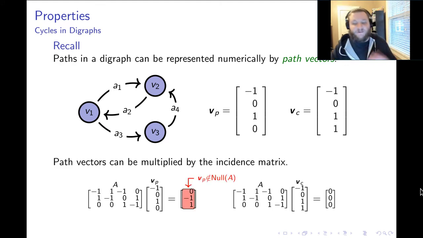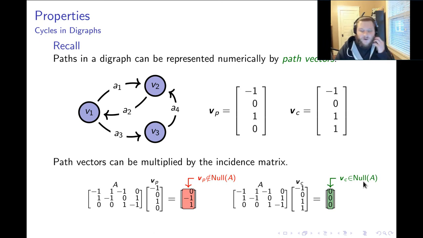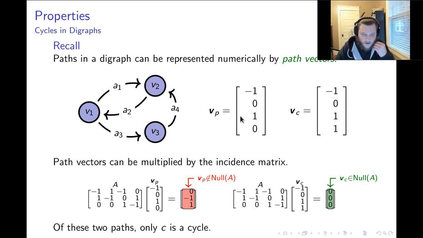That's kind of interesting, because with our new language, we can say that the first path vector does not belong to the null space, whereas our second path vector does belong to the null space. And of course, if we take a closer look at our two paths, the first path was definitely not a cycle. It just took us from V2 to V1 to V3, but we didn't wrap back around. Whereas our second path took us from V2 to V1 to V3 back to V2. The second path was a cycle, and the first path wasn't.